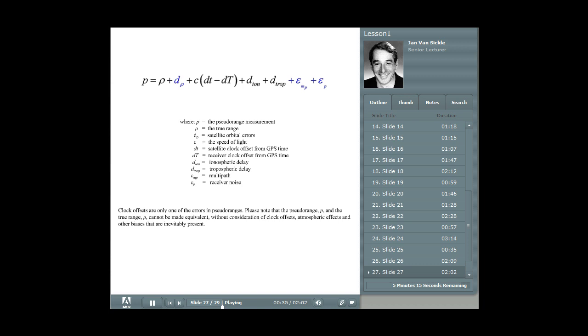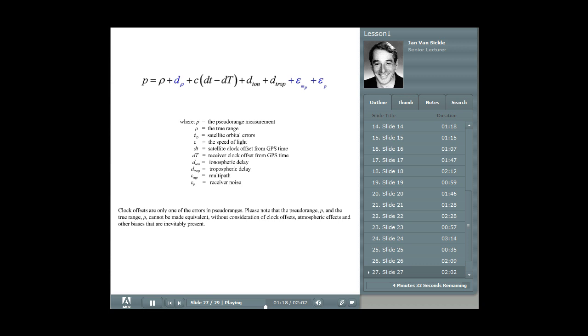But in fact, there are, of course, satellite orbital errors because the orbits of the satellites are affected by many factors, including the variations in gravity, drag, and tidal forces from the sun, the moon, and so on. Then C, the speed of light, of course, is constant, but it has to be multiplied times the satellite clock offset from GPS time minus the receiver clock offset from GPS time. Now, while the satellite clock offset from GPS time is somewhat known from the navigation message, it's not perfectly known, and the receiver clock offset from GPS time is not well known at all.